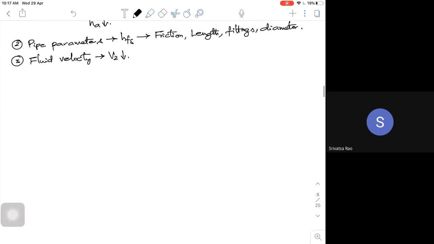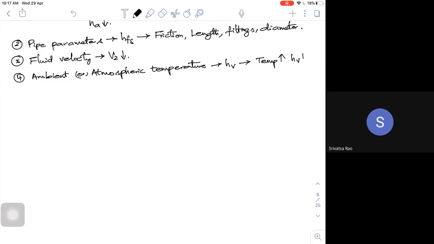Next, your vapor pressure will have an impact on your ambient temperature, that is your ambient or atmospheric temperature. The atmospheric or ambient temperature will have an impact on your vapor pressure. So what will happen if my temperature increases? Your vapor pressure also will increase, and what will happen? There is a formation of bubbles. So when the bubbles form, what will happen? That will lead to what is called cavitation.